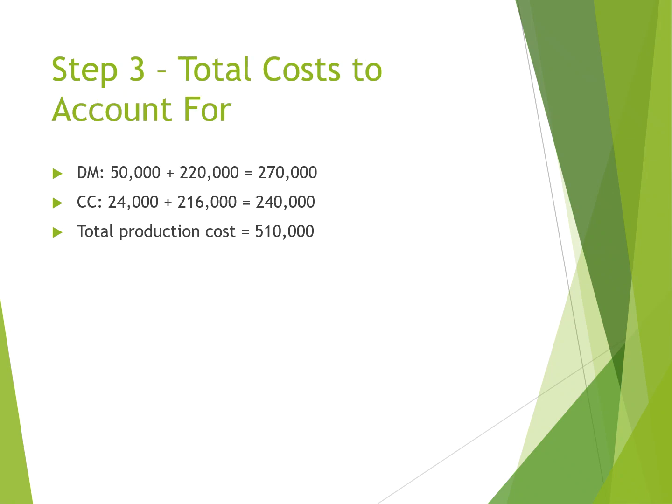Now we bring together the beginning cost and the cost added this month. For materials, $50,000 plus $220,000, which is $270,000. For conversion, $24,000 plus $216,000, which is $240,000. Together, the department needs to assign $510,000 of production cost to either completed units or ending work in process.